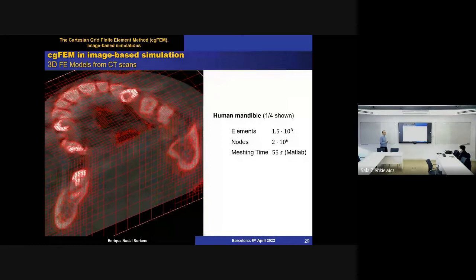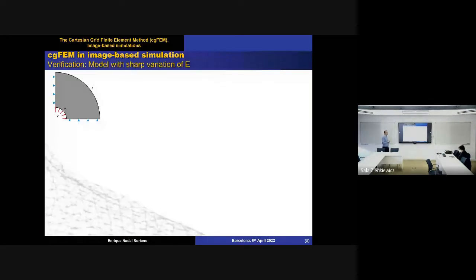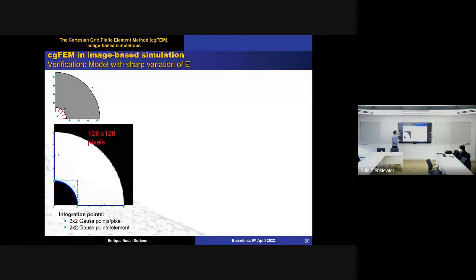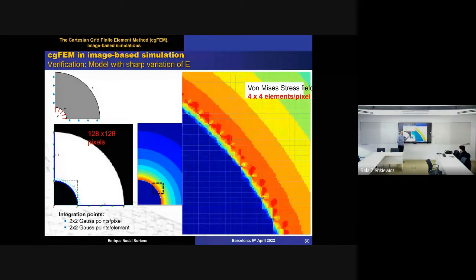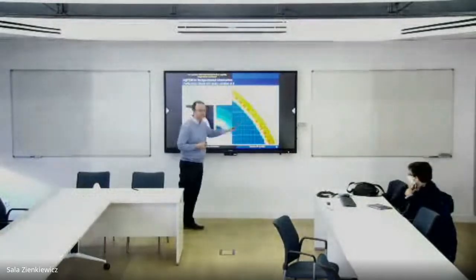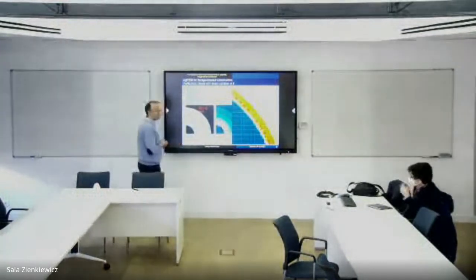Well, and what about accuracy, which is always important? So we go to our preferred problem, which is the cylinder under internal pressure. We voxelize it. So we know the geometry, we can make voxels from that geometry, and we see what happens. If we solve the problem, since the geometry is not represented by a line, we have some inaccuracies along the geometry, of course.